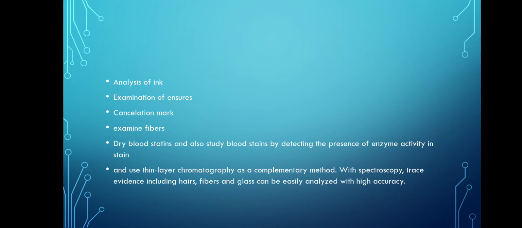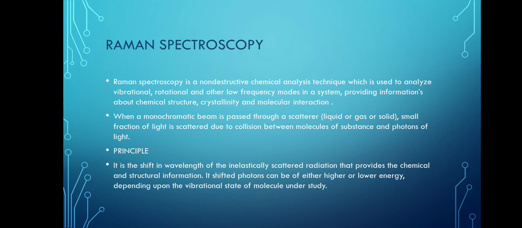Cancellation mark, examine fibers. Also, like blood stain, they also see dry and wet blood stain. In blood stain, what happens is that they determine the enzyme activity in a stain. So if the enzyme activity is going on, they determine that. And like in thin layer chromatography, it is a complementary method. So with spectroscopy, the trace evidence including the hair, fiber or anything can be easily analyzed with high accuracy.